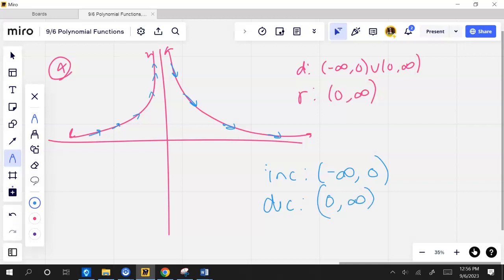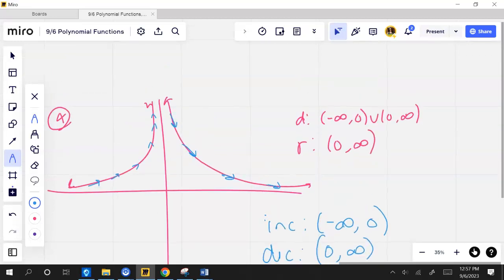How about symmetry? We already talked about this. Even symmetry, and I can tell that one of two ways. We know that this equation is 5 over 2 x to the negative 4. I can tell because this is an even number, right, and it's a monomial function. The other way I can tell is looking at the graph. It's symmetric about what? The y-axis. That's exactly right. Discontinuities. Infinite, because there's an asymptote, yes?